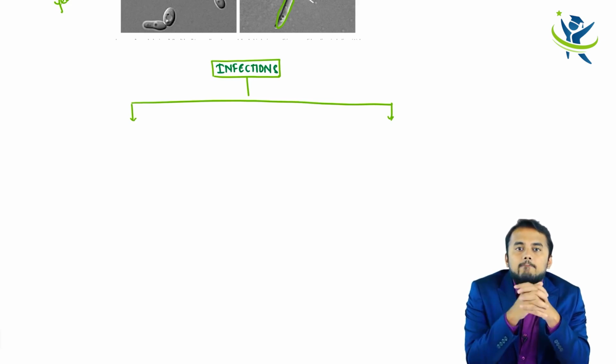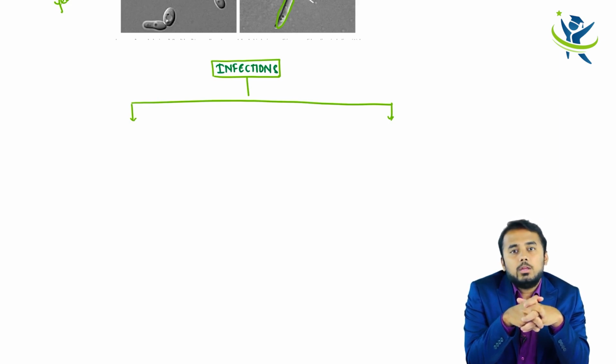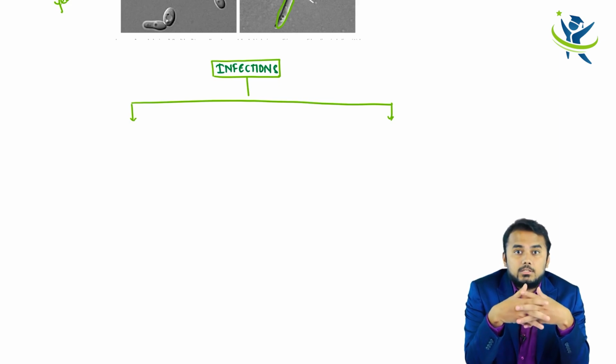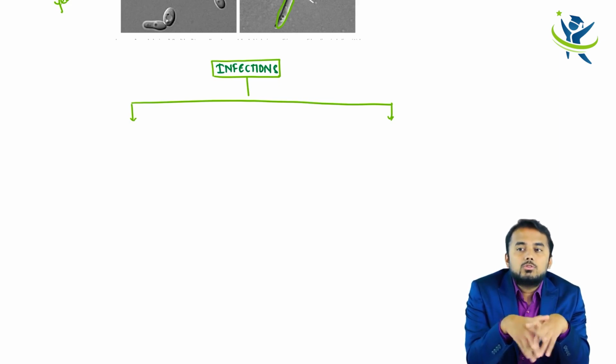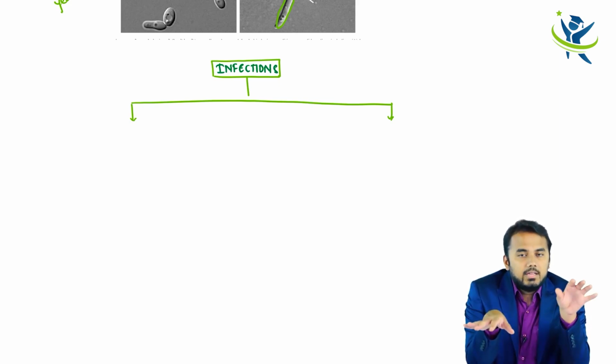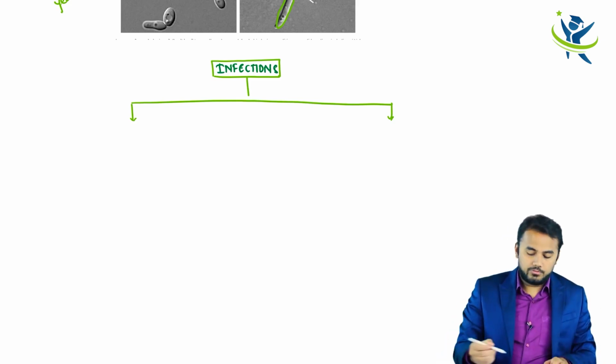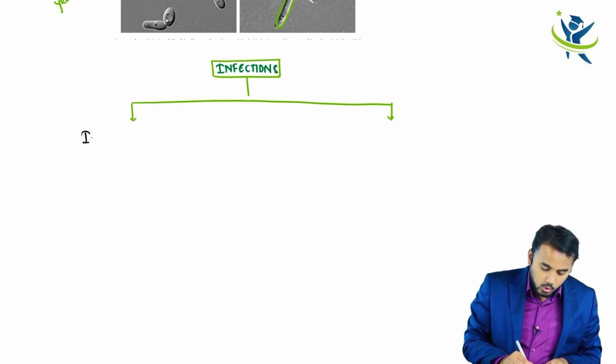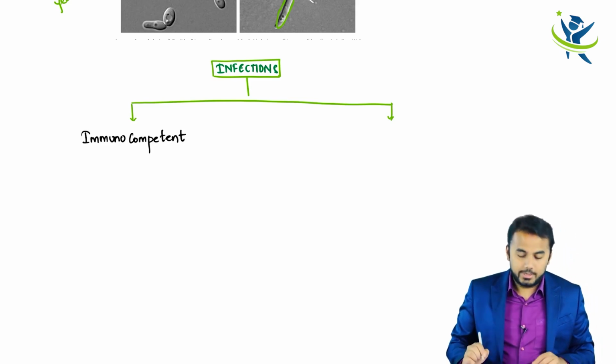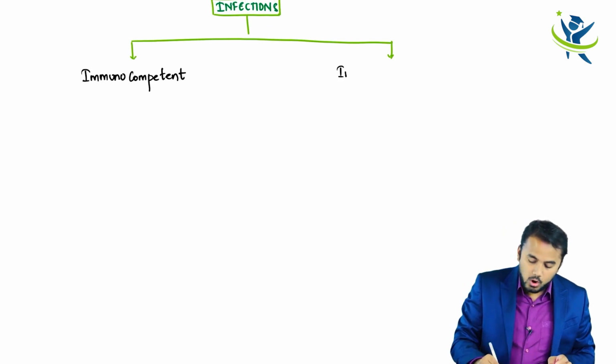On the other hand, for example, if a person is suffering from some kind of malignancy, any cancer, any kind of leukemia, or let us say HIV, all these individuals are not immunocompetent, they are immunocompromised. Their immune system is compromised. So they are immunocompromised and we are immunocompetent. So this Candida albicans affects both groups of people. One is immunocompetent and the other one is immunocompromised.